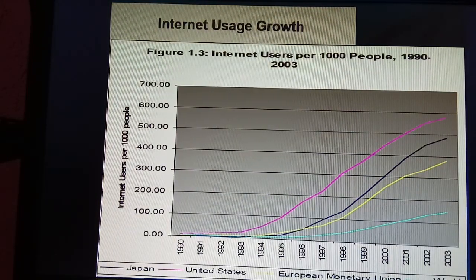How about internet usage? Although this needs to be updated, no? This needs to be updated. But this just shows us the trend. So, Japan in blue line, pink, purple, United States, yellow, European Monetary Union, and the world. The Philippines is not there, no? And perhaps you can even include South Korea.